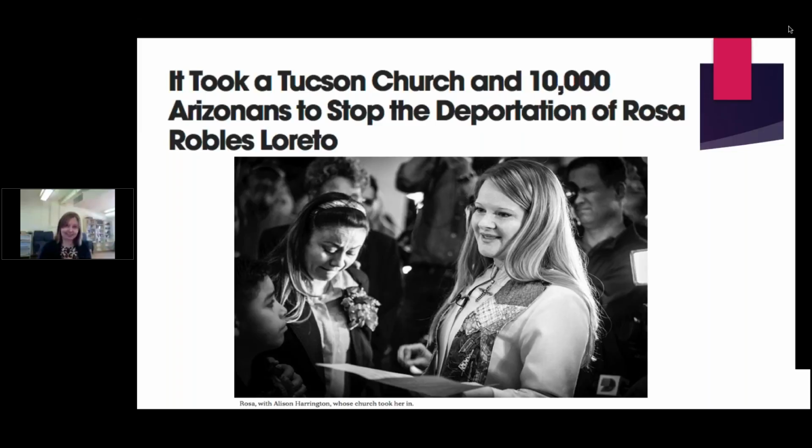And as the title suggests here, it took 10,000 Arizonans to stop her deportation, because part of the final tactics of the campaign was that they put up almost 10,000 signs around Tucson that said, "We stand with Rosa." And these signs are everywhere. They're still everywhere, even over a year later. And they were a way to push people to stand alongside Rosa and to continue to get more and more media coverage, and to show the local ICE office that indeed there were thousands of people who were trying to help Rosa go home and be with her family.